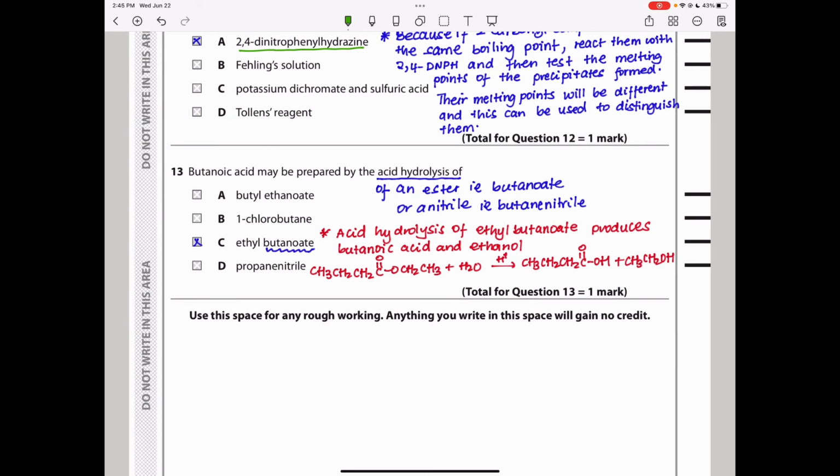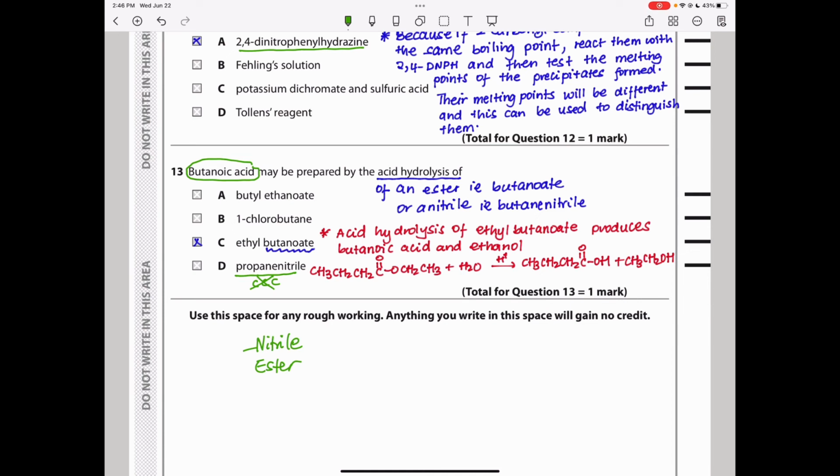Question 13 says, butanoic acid may be prepared by the acid hydrolysis of... Now, by acid hydrolysis to produce a carboxylic acid, we can do it two ways. Acid hydrolysis can be from a nitrile, or it can be from an ester. However, here when they say propanenitrile, propanenitrile has only 3 carbons, so you cannot hydrolyze it to form 4 carbons. No, this is not possible.